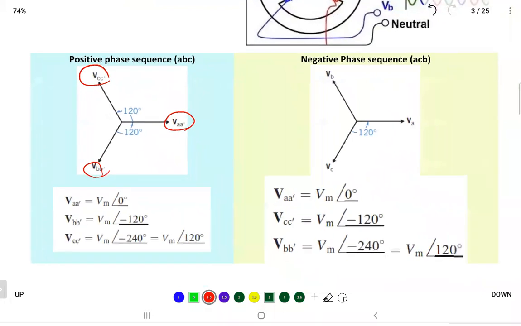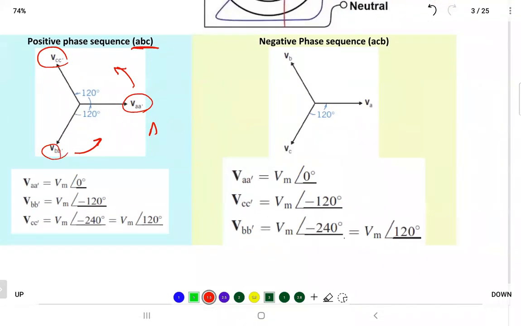Here I'm showing you the two sequences I talked about, the positive phase sequence and the negative phase sequence. If you move A in this direction, what comes behind A? B. If you continue moving in the same direction, what comes behind B? C. So that's why you write the A, B, C sequence, or positive sequence. On the other hand, for the negative phase sequence, if you rotate A in this direction, you will find not phase B but phase C.